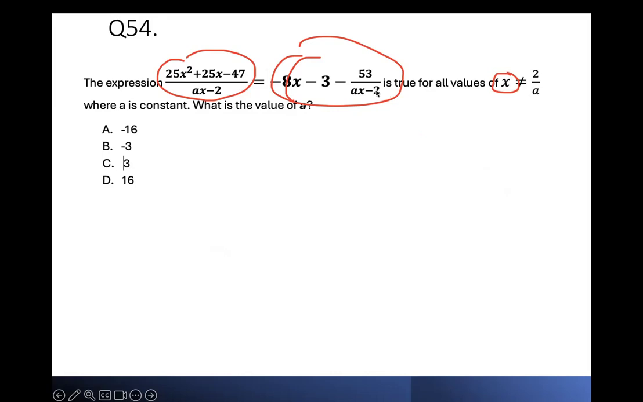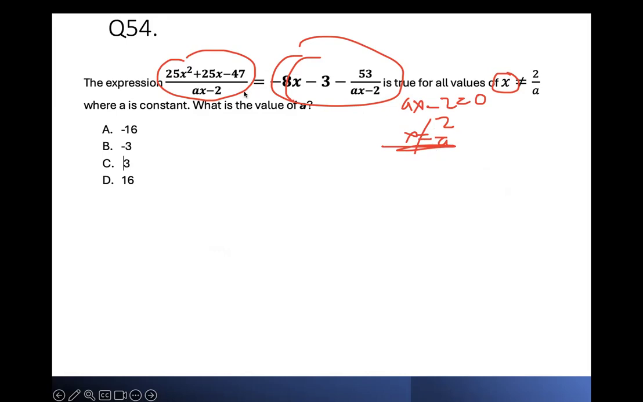Because when you solve this, this is it. That means the asymptote will be 0. If I put it equal to 0, I have 2 over a is equal to x. If it's that, all things are 0, and the function is not true. They're telling you it's not. That's how they give you those conditions.